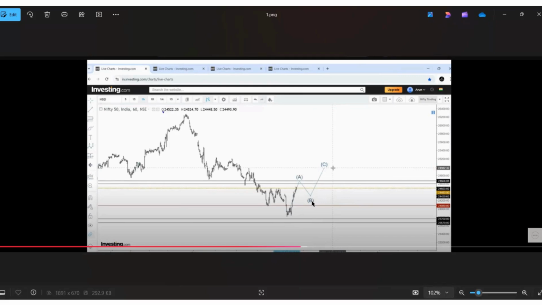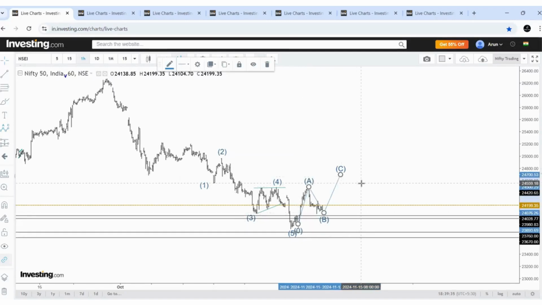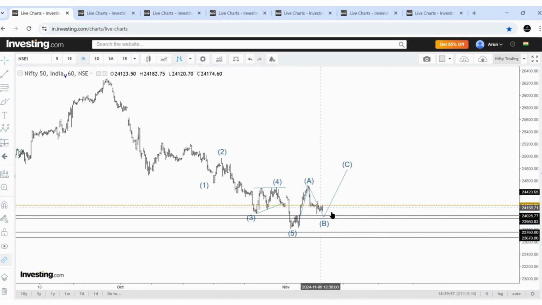So again, same view: I'm expecting A, B and C to proceed higher. Further, the price may take support from here itself. The price has already reached support, at 24,030 to 23,980. These are the important zone for support. So the price can take support here and move higher. Whether it is an ABC or 1, 2, 3, we can discuss based on the price action. So this is the same view which we had from the midweek market update.